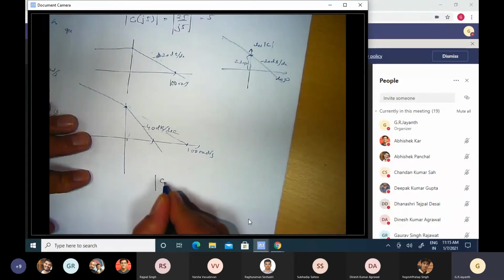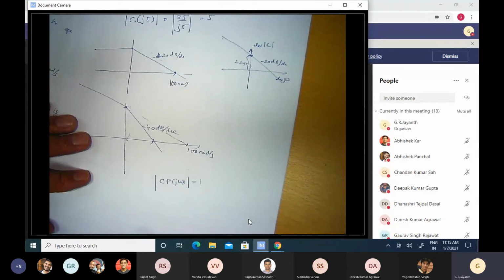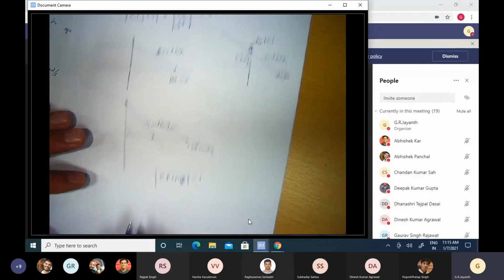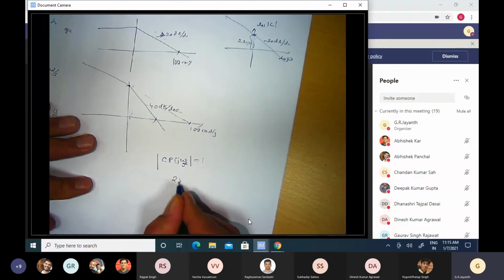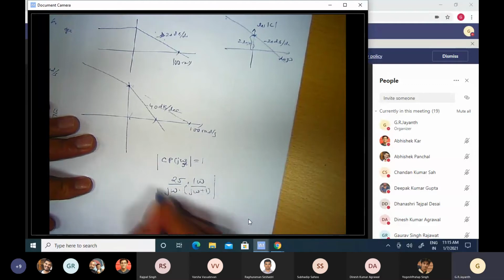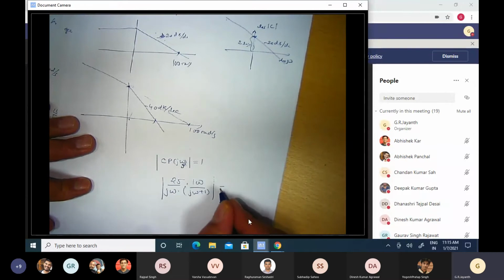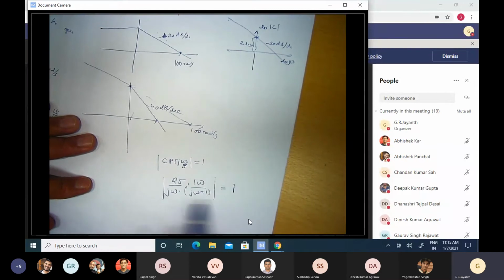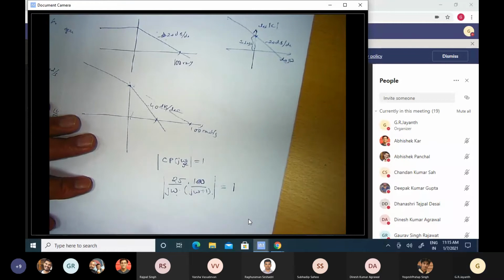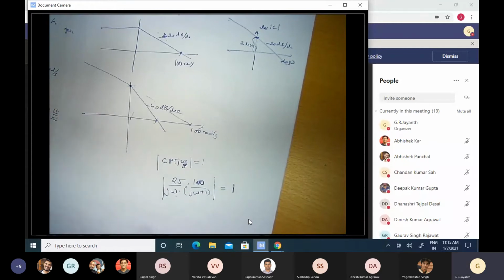The magnitude of C times P of j omega has to be equal to 1. That frequency is called the gain crossover frequency, omega GC. Therefore, 25 by j omega times 100 divided by j omega plus 1, its entire magnitude has to be equal to 1. I have to now solve this equation to get the omega at which this happens. Well, I can solve this equation.